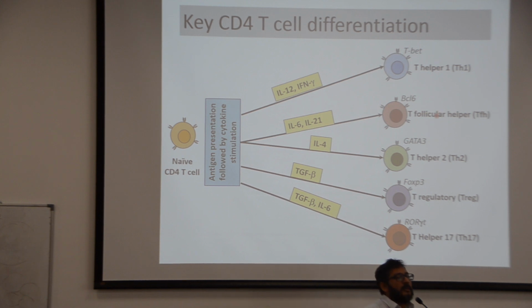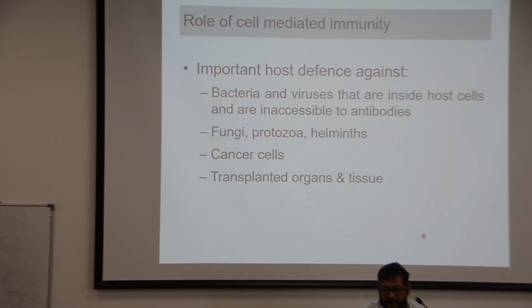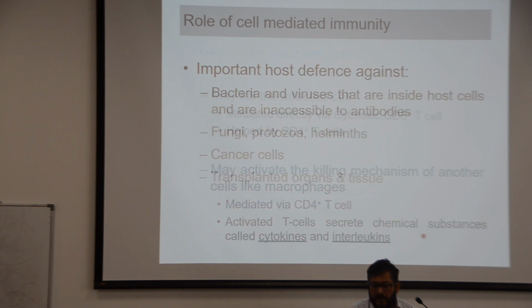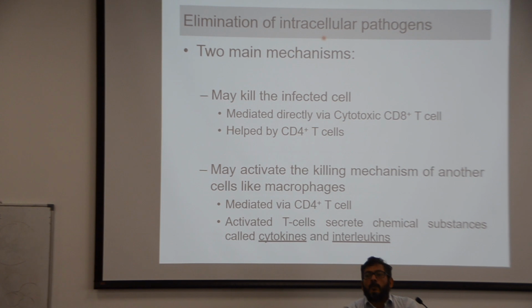T follicular helpers particularly help target bacteria, T helper 2 for allergic responses, and T regulatory cells generally suppress the immune response when it is not required in the body and also prevent autoimmunity. And T helper 17s are the ones that actually cause autoimmunity. Okay? So you have all those cells present in your body. And when we restrict our talk to intracellular pathogens, for example HIV, you have two main effector outcomes. Infected cells can be killed by cytotoxic CD8 T cells that we described earlier, which of course need help by CD4.